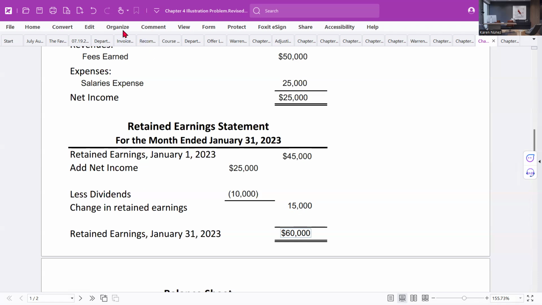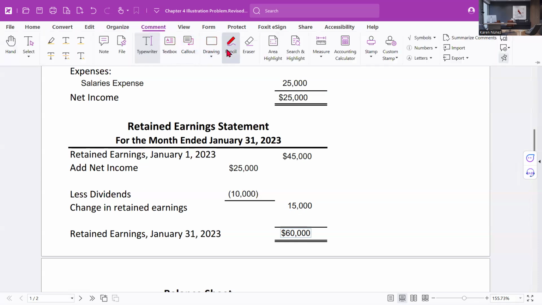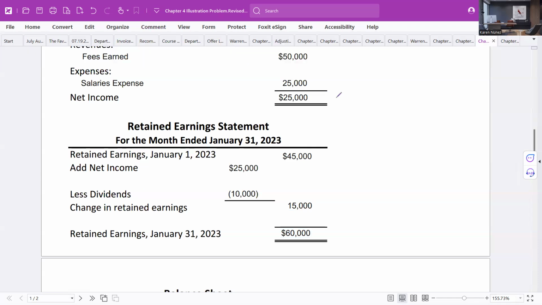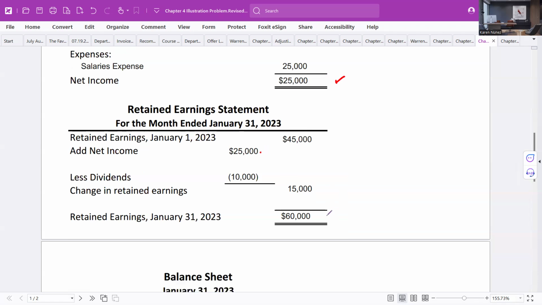So there are two things that are really important here so far. One is we've established that we have the income of 25,000 and we use that income here on the retained earnings statement. And two, this balance in retained earnings. Now this is the ending balance in retained earnings. Again, this is what goes on the balance sheet, that $60,000.